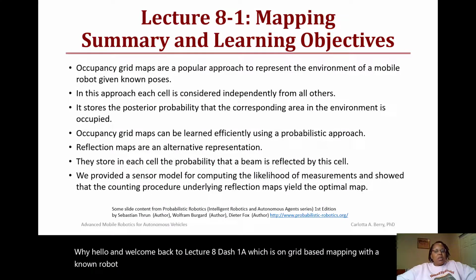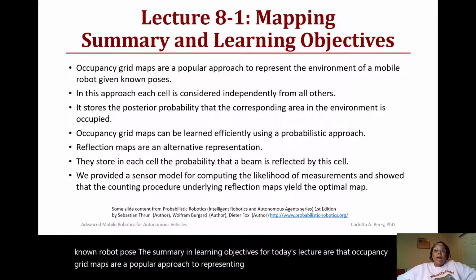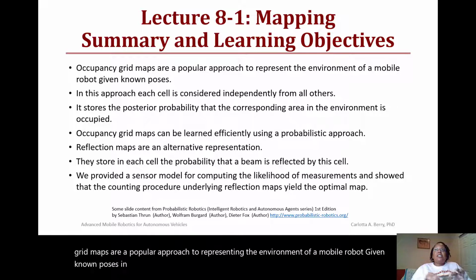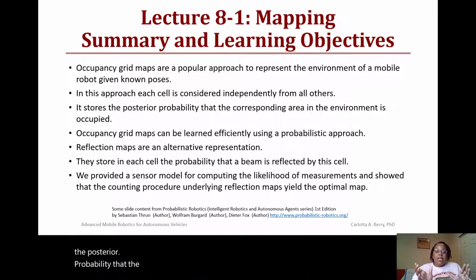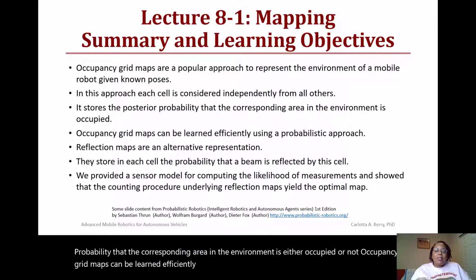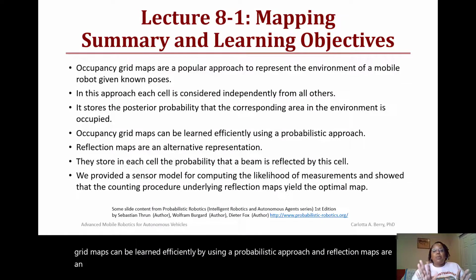The summary and learning objectives for today's lecture are that occupancy grid maps are a popular approach to representing the environment of a mobile robot given known poses. In this approach, each cell is considered independently from all others. It stores the posterior probability that the corresponding area in the environment is either occupied or not. Occupancy grid maps can be learned efficiently by using a probabilistic approach, and reflection maps are an alternative representation, which we will cover in Lecture 8-1 as well.